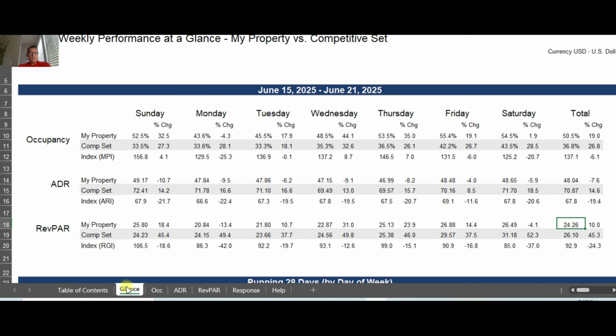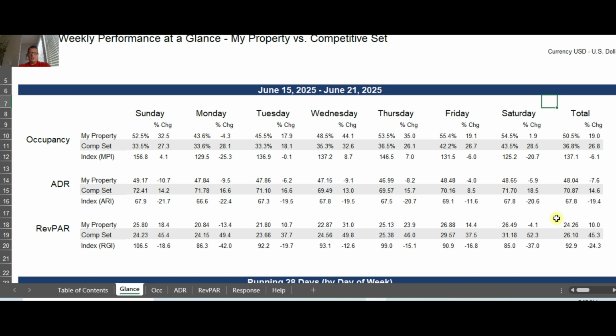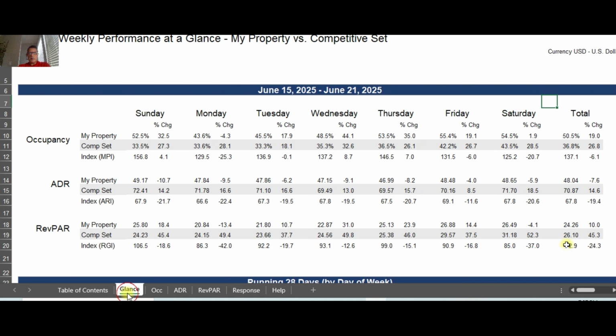Now, going back to that glance page, this property's RevPAR for the week of the 15th through the 21st was $24.26. I'm right here underneath this total column. The comp set's average from all those other 5 hotels, A through E, averaged out to $26.10. So our RevPAR index was 92.9. That was our share. So we fell short.